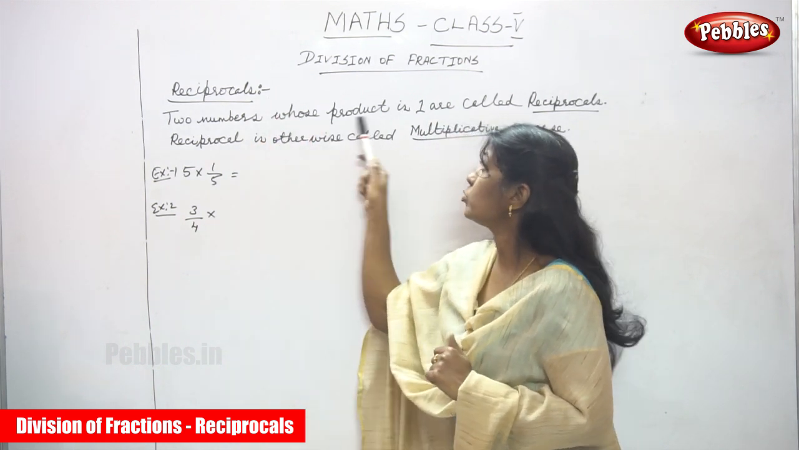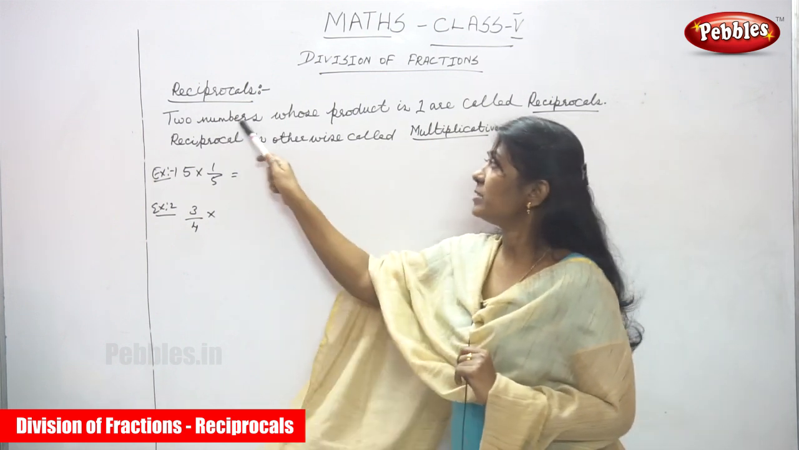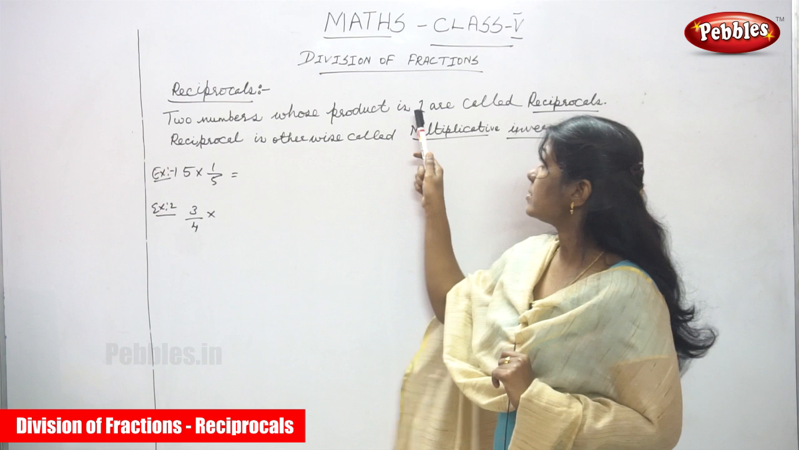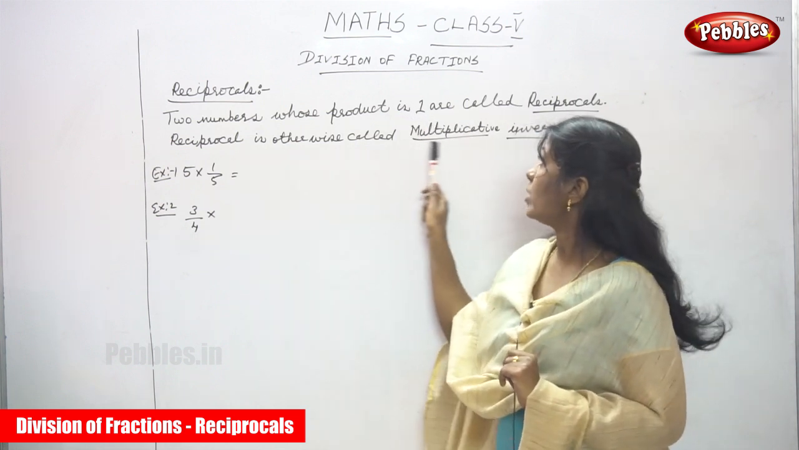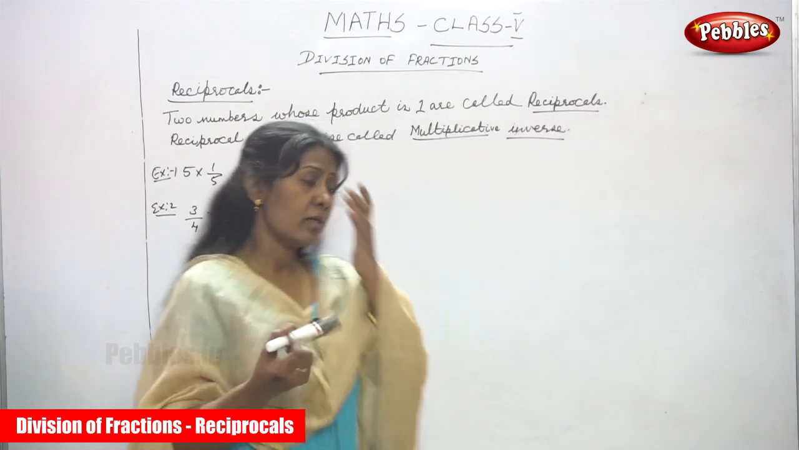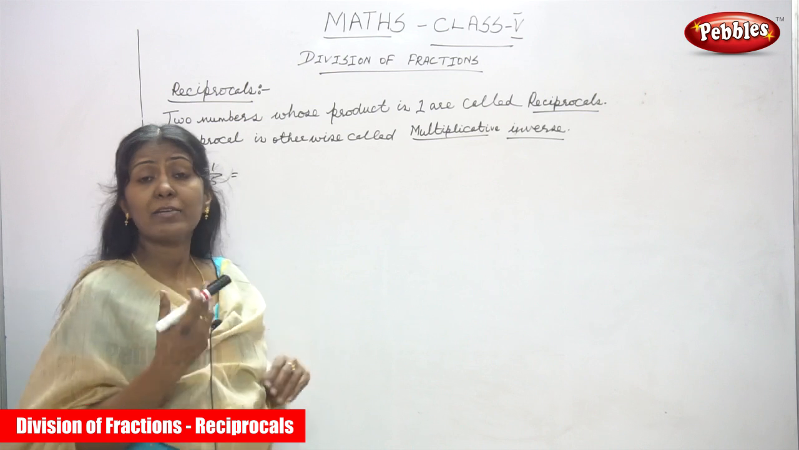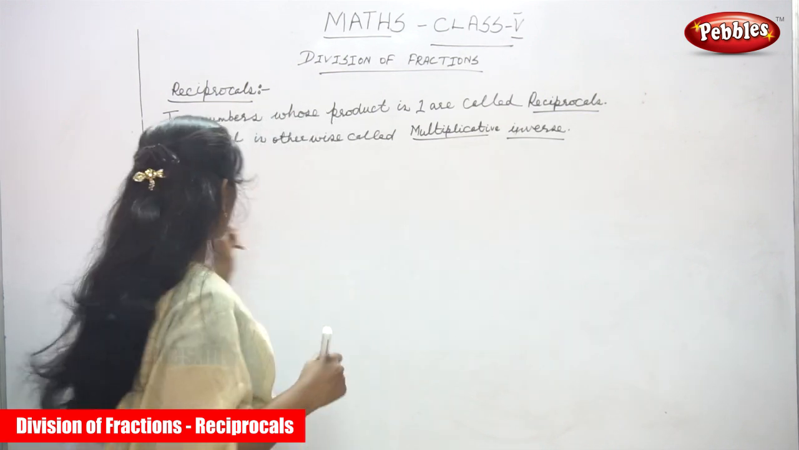Two numbers whose product is 1 are called reciprocals. Reciprocals are otherwise called multiplicative inverse. Multiplicative inverse. Look at an example. If I give a proper example, definitely you will understand the meaning of reciprocal. Now I am going to solve the sum.